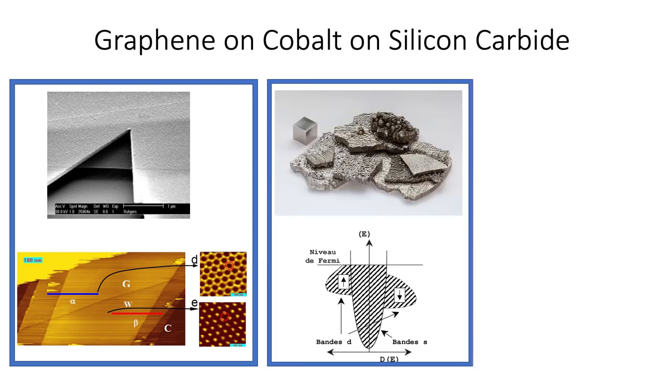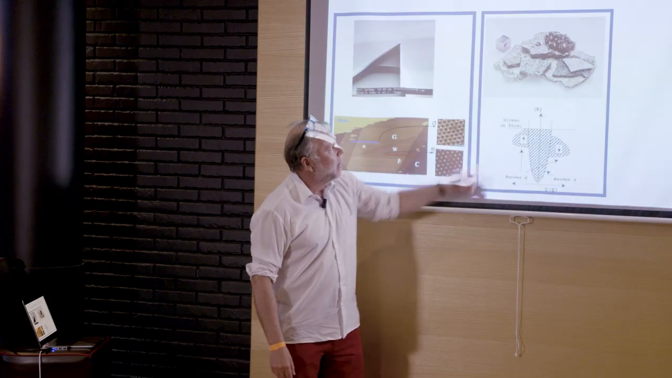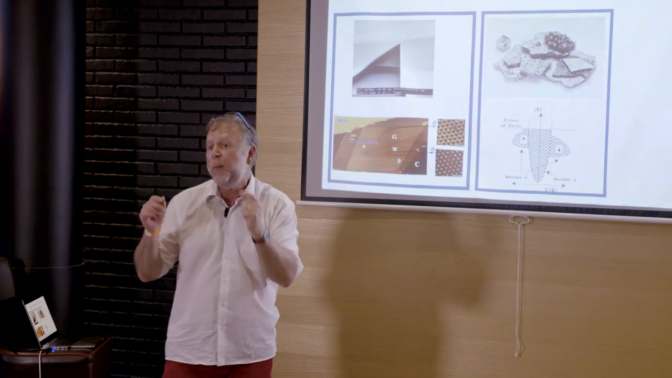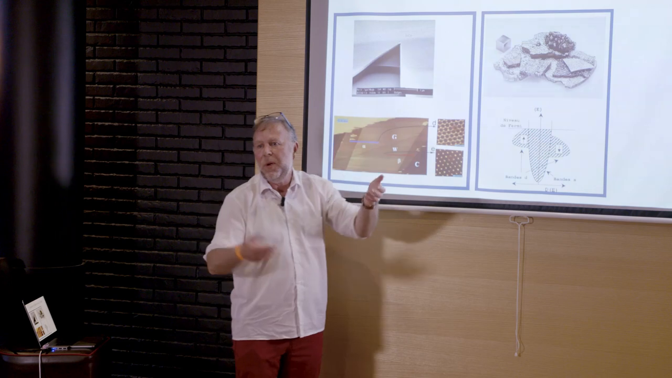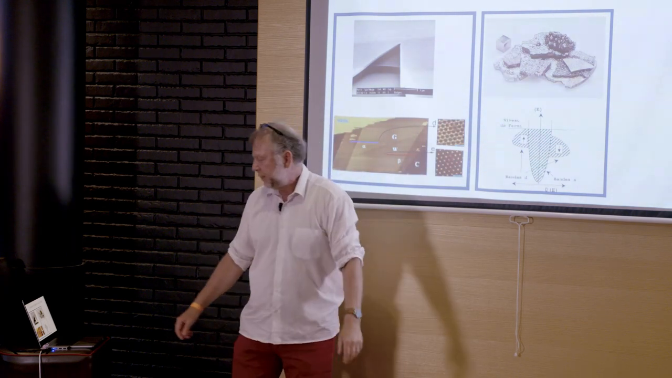So cobalt, what is cobalt? This is pure cobalt. And cobalt is magnetic because electrons have something called a magnetic moment. Depending on the electrons, you can have an excess of magnetic moment in one direction. This is the case for cobalt. This is why cobalt is magnetic.